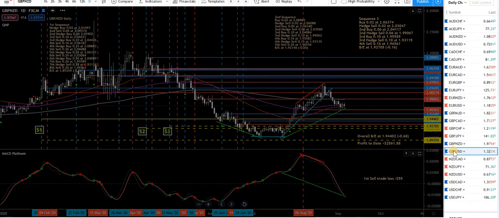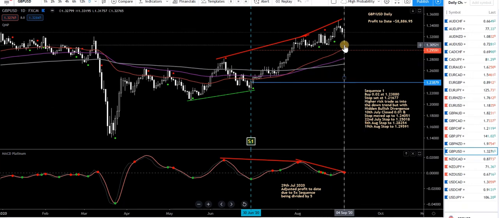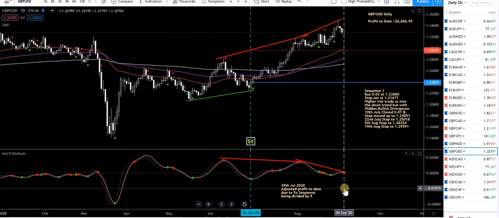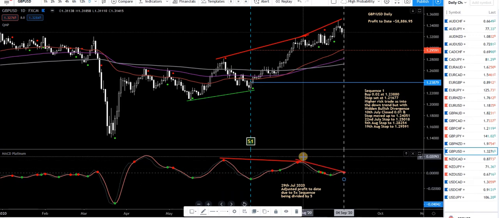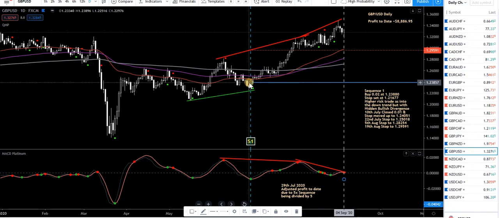All right, Pound USD. What am I doing? Nothing's happening. Grey vertical line. Yeah, MACD Platinum. There's a red dot above the zero level, on the zero level. Regular bearish divergence. I'm in a buy here already.